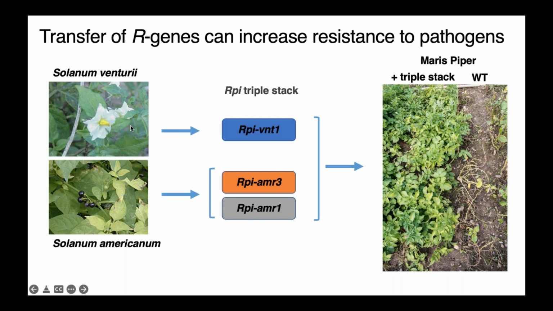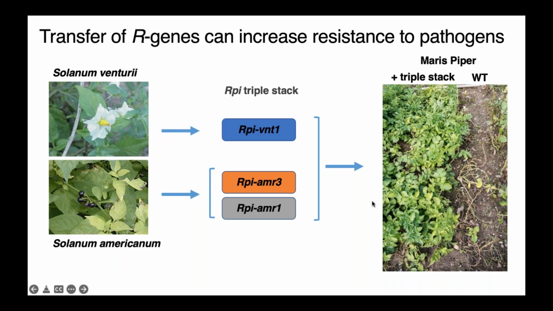You can see these are just examples of the wild species we're using, which are from a variety of different sources. And when these three genes are stacked together, you can see the effect in this picture on the right. There are 2 rows of potatoes here from our field trial in Norwich. On the right there's the wild type Maris Piper variety, which is a popular variety in the UK, and there's been a complete loss of all the foliar tissue. This is in stark contrast to the transgenic line where we have our 3 R genes, and you can see there's absolutely no symptom of the pathogen at all.